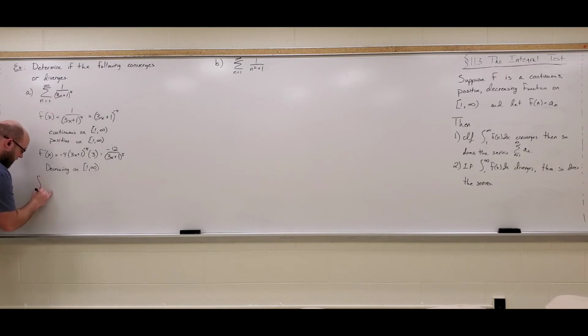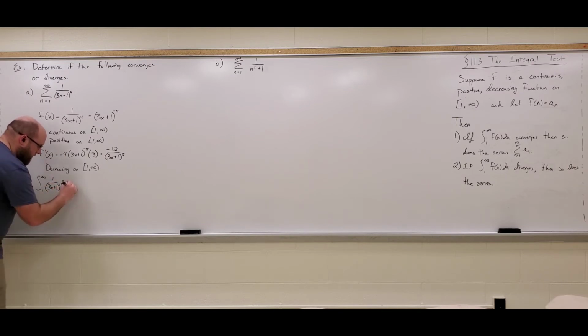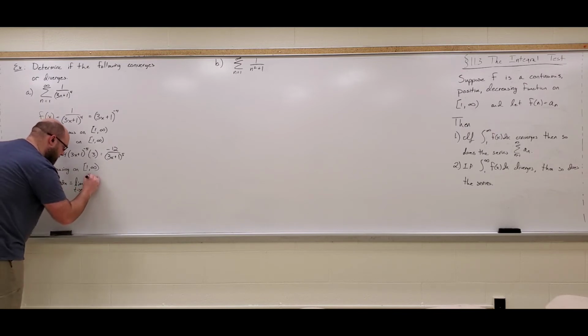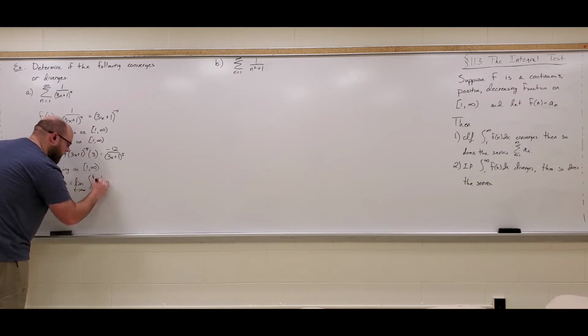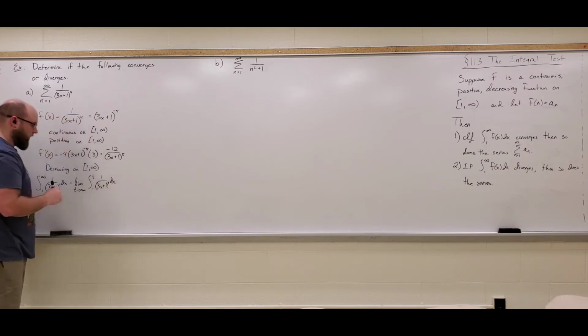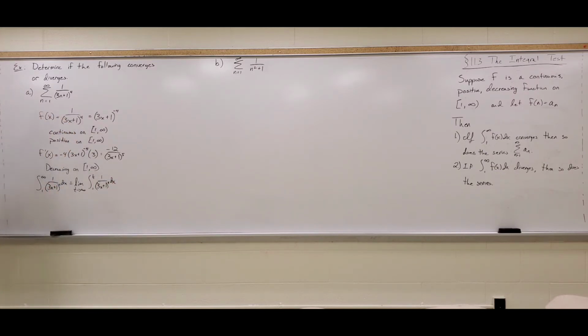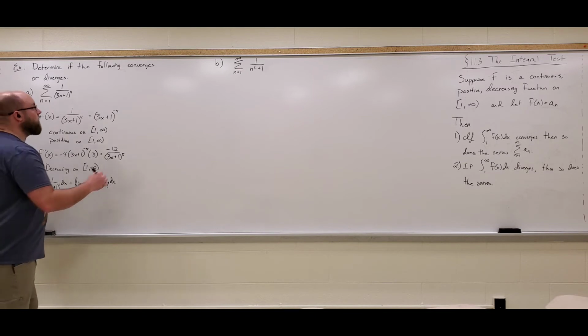Okay, so we're going to do the improper integral from 1 to infinity of 1 over 3x plus 1 to the 4th dx. This is equal to the limit as t approaches infinity of the integral from 1 to t of 1 over 3x plus 1 to the 4th dx. Okay, well, this is not bad. I see a simple u substitution that's going to pop up out of this. So let's do some work to the side real quick.